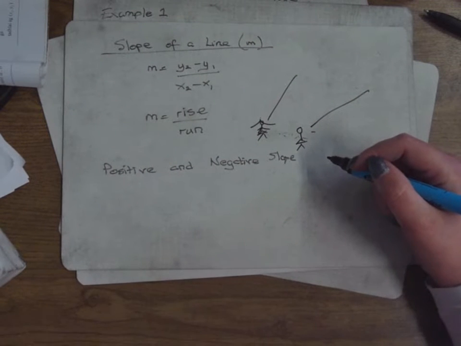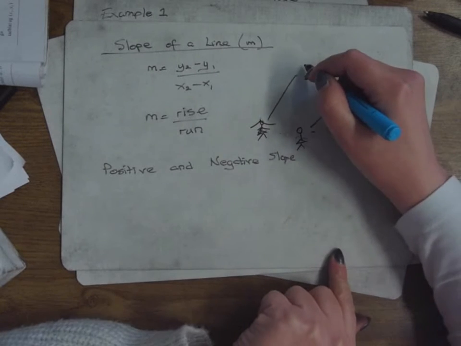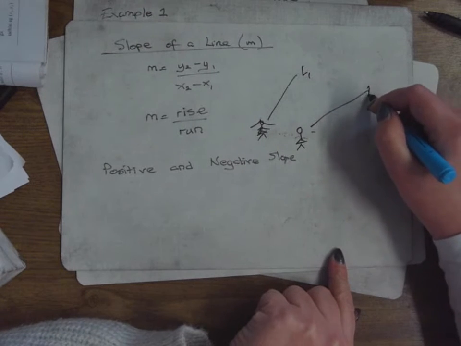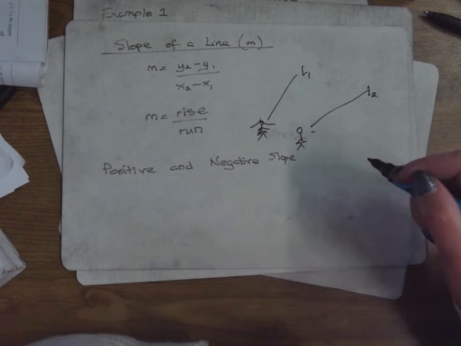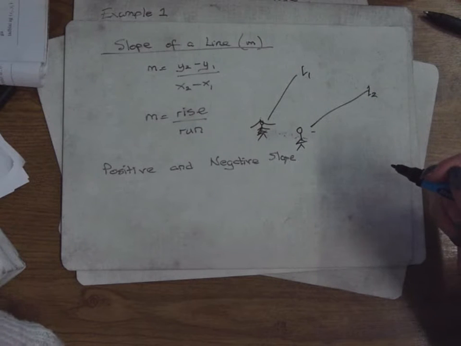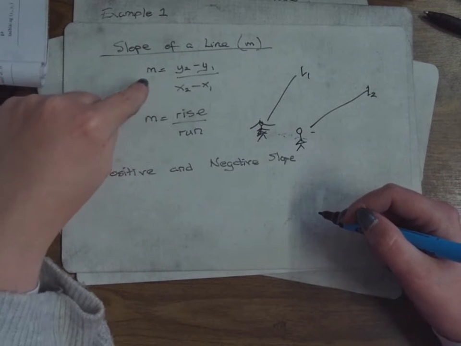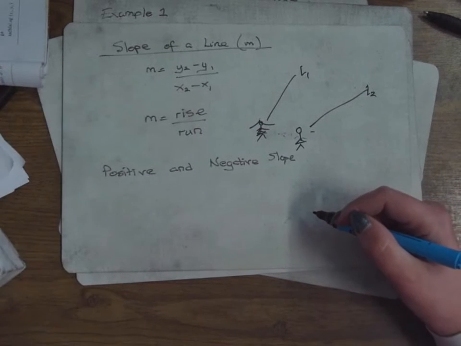Right, imagine yourself at the bottom of the hill, right? The steeper the hill to climb, the bigger the slope. So line 1 obviously has a bigger slope. It's a steeper hill. Is that right? Okay, we happy with that? Right, okay. There's a formula. If you're given 2 points, you use the formula.